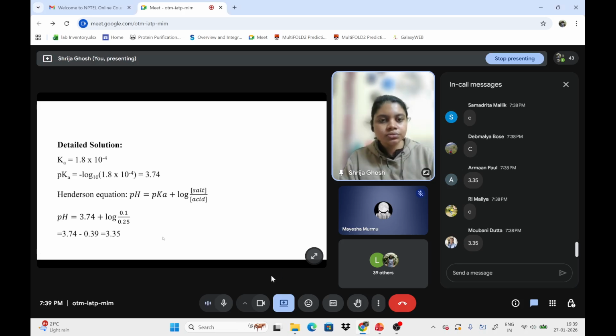If you are not used to using a scientific calculator and these logarithmic equations, I would request you to practice it a few times so that you will be accustomed to it, because during exams you will have limited time to do these calculations also. So it's better, not just for this exam but for any competitive exams in future, to do it as quickly as possible.